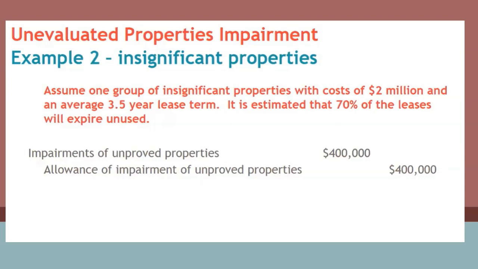And then here's a good little calc. We have a group of insignificant properties with cost of $2 million and an average 3.5 year lease term. The company's policy is to estimate, as leases expire, which ones are not going to get drilled. They're saying 70% of the leases will expire unused. So you would take the 70%, multiply it times the $2 million, and then divide by the 3.5 per year, which I promise you gets you 400,000. And you debit impairment on unproved properties, and then put 400,000 to some sort of allowance. That's where the credit would go.